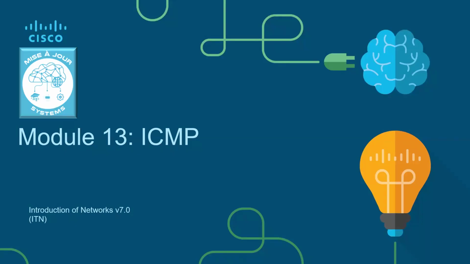Okay, hello everyone. Today's session, module 13, ICMP. It will probably sound like a repeat of things that we've already done. For example, when we did the ARP module, I think it's module 9, we discussed neighbor solicitation and neighbor advertisement messages. That was ICMP.